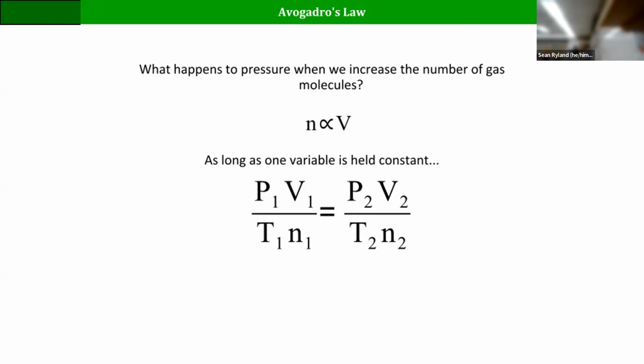And this is the form that's on your equation sheet. I don't give you Boyle's law and Charles' law and Avogadro's law and the combined. I just give you this because this is all of them put together.